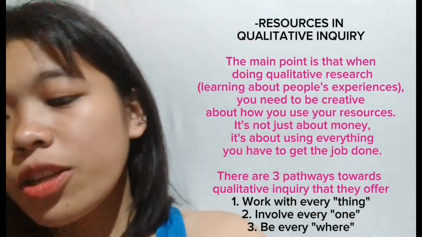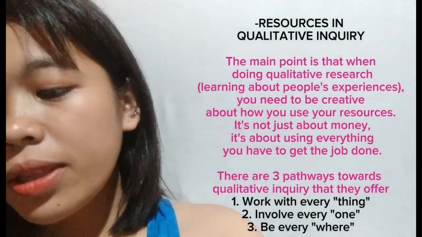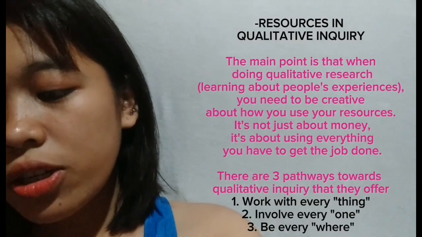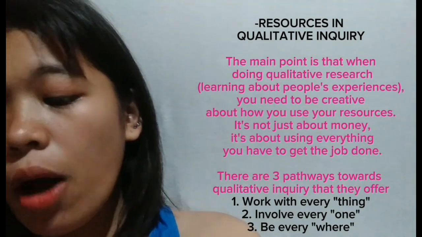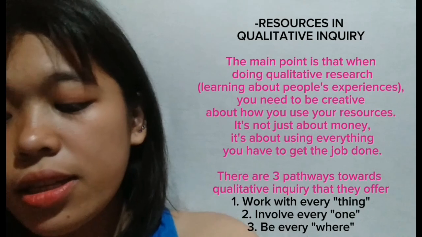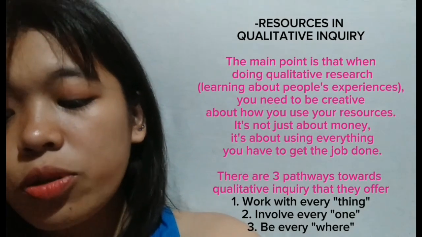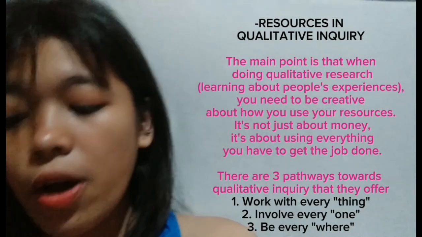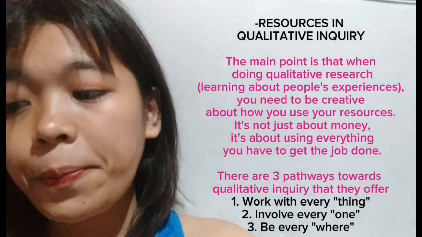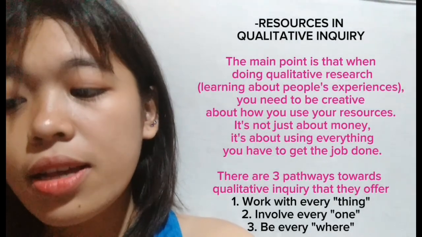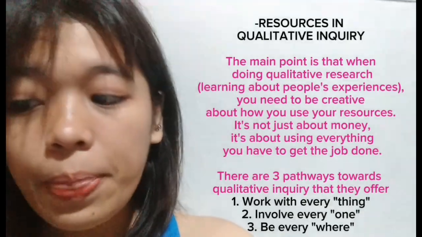Next, resources and qualitative inquiry. The main point is that when doing qualitative research, learning about people's experiences, we need to be creative about how we use our resources. It's not just about money. It's about using everything you have to get the job done. There are three pathways towards qualitative inquiry that they offer. First is work with everything. Second is involve everyone. Third is be everywhere.